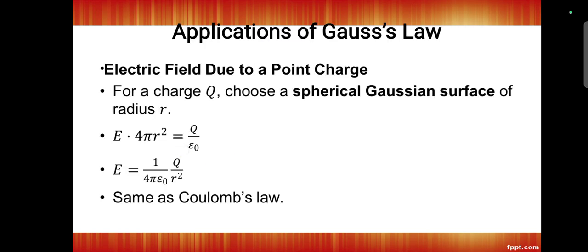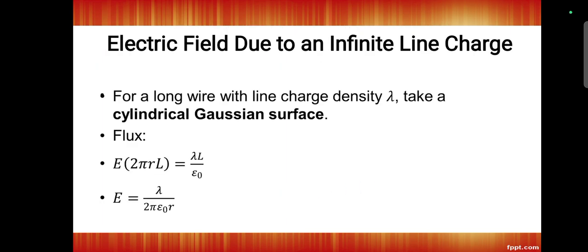Applications of Gauss law: first, the electric field due to a point charge. For a charge q, we choose a spherical Gaussian surface of radius r. Its surface area is 4 pi r squared. So E into 4 pi r squared is equal to Q divided by epsilon naught. So E is equal to 1 by 4 pi epsilon naught into Q divided by r squared, which is the electric field due to a point charge. This is the same as Coulomb's law.